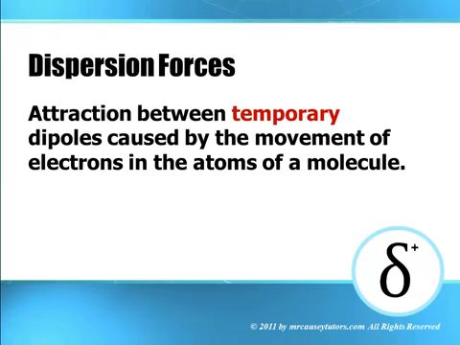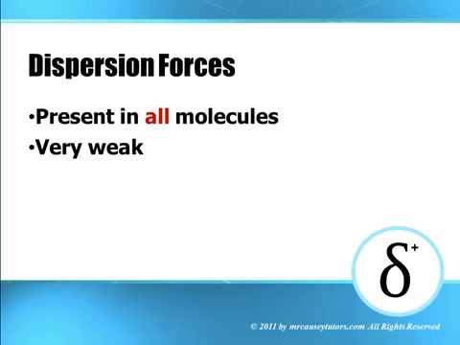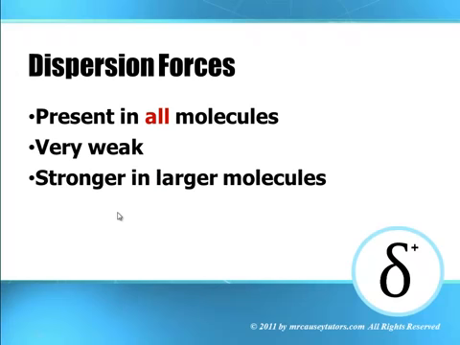Let's look at dispersion forces. Attraction between temporary dipoles caused by a movement of electrons in the atoms of a molecule. What happens here, in some molecules, the electronegativity may not be very strong, but there's still electrons there, and those electrons are still moving about, and sometimes they may be moved towards one side of an atom, and that will create a momentary positive charge or negative charge, thereby causing a positive or negative charge in another molecule or atom. And because of that, we have these momentary, quick, temporary dipoles that have an attraction to each other. They're present in all molecules, very weak, and stronger in larger molecules.